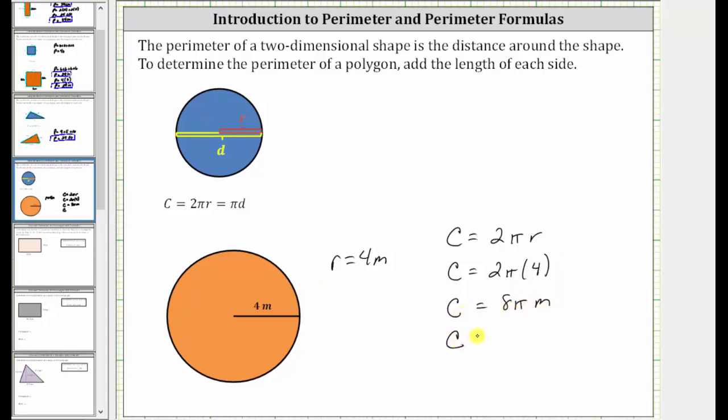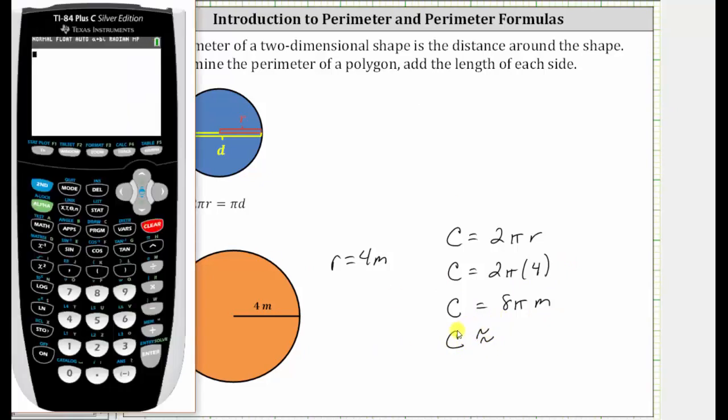So let's go to the calculator and get our decimal approximation for the circumference. We enter 8 pi, so we press 8, and then on this calculator, second, then the exponent key brings up the pi. Notice the pi is above the exponent key, and then we press enter. If we round to two decimal places, notice there's a 2 in the third decimal place, and therefore we round down; the circumference C is approximately 25.13 meters.